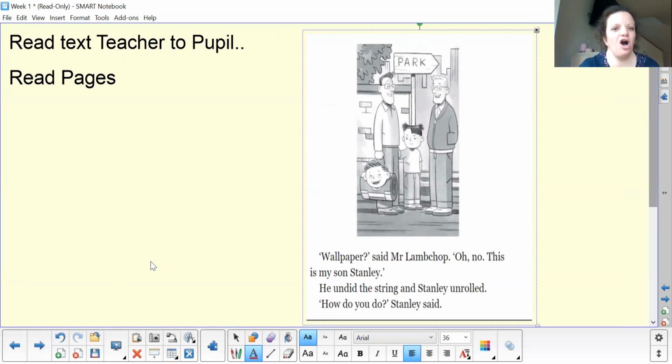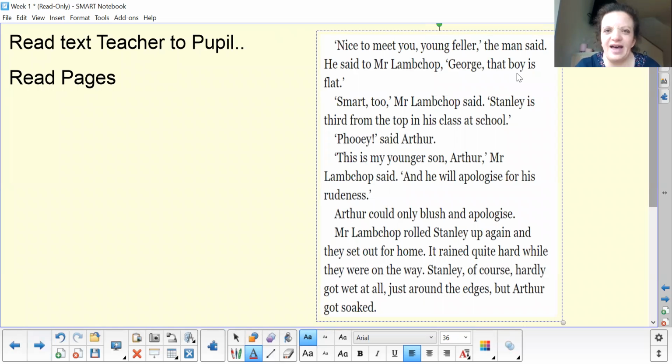Wallpaper, said Mr. Lambchop. Oh, no, this is my son, Stanley. He undid the string and Stanley unrolled. How do you do? Stanley said. Nice to meet you, young fella, the man said. He said to Mr. Lambchop, George, that boy is flat. Smart too, Mr. Lambchop said. Stanley is third from the top in his class at school. Theory, said Arthur. This is my younger son, Arthur, Mr. Lambchop said, and he will apologise for his rudeness. Arthur could only blush and apologise.